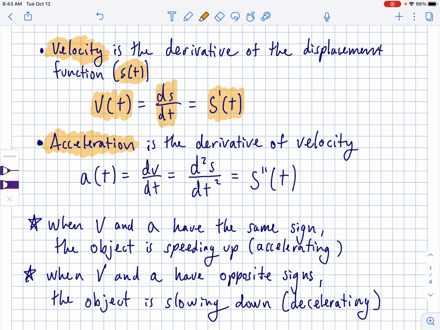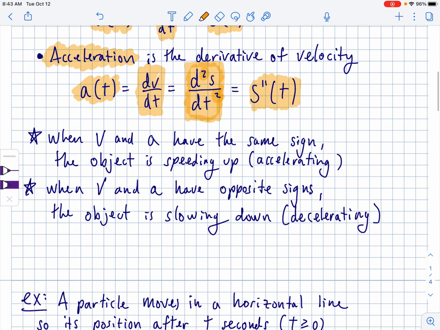Now, if you take the derivative of the derivative, so take the derivative of the velocity, you are going to find acceleration. Acceleration is the derivative of velocity. We'll just call it a of t. Know that you could call it the derivative of velocity with respect to t, or you can say it's the second derivative of displacement with respect to t. That's what that funky notation means with the d squared s over dt squared. It's just a funny way to say the second derivative. Of course, you can say it the way we've been saying it the whole time, which is just s double prime of t.